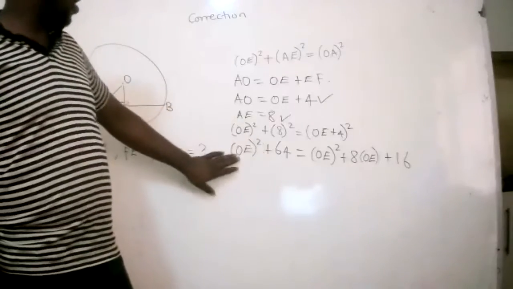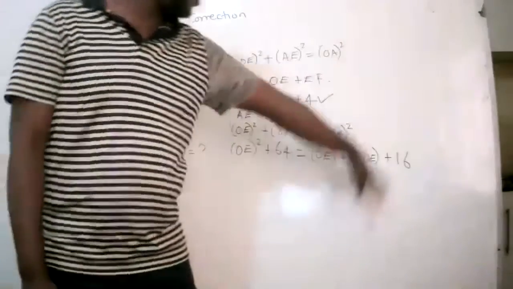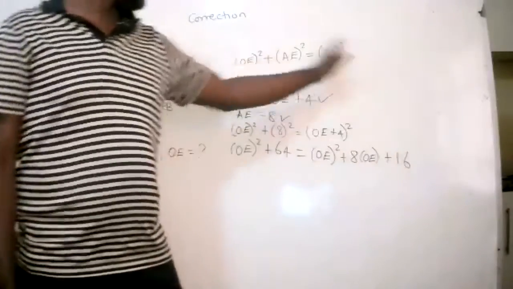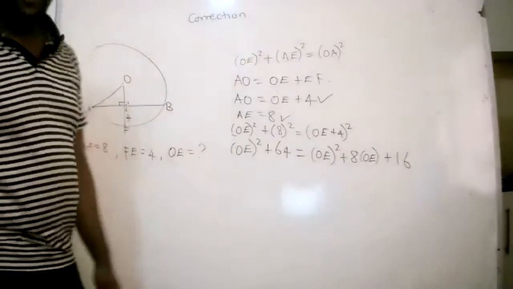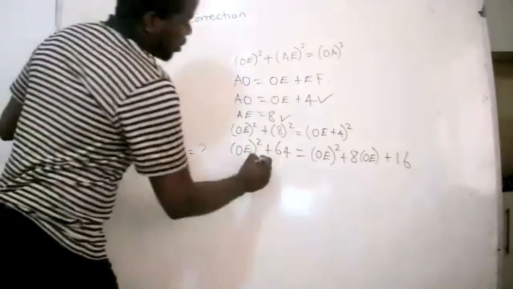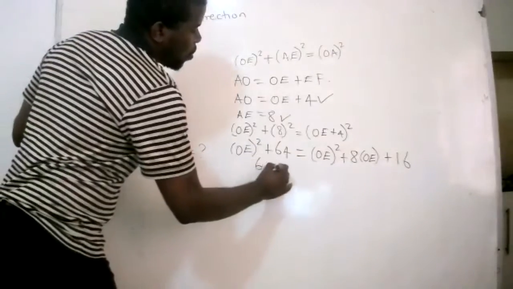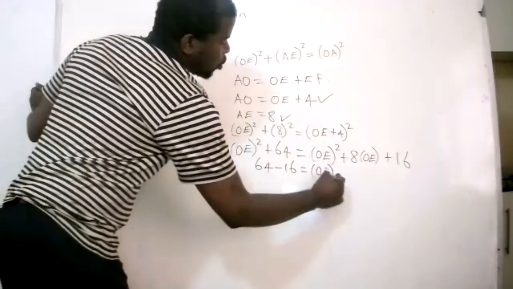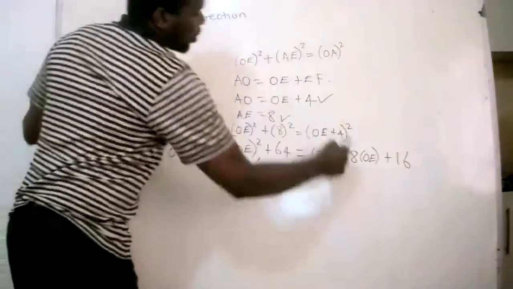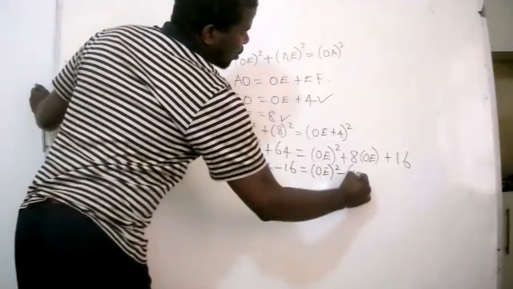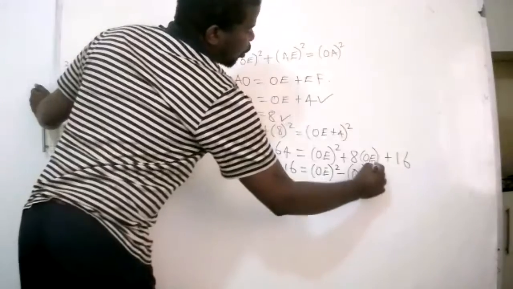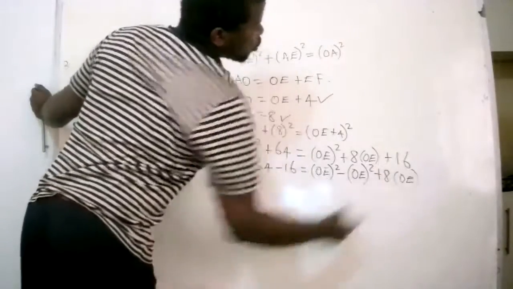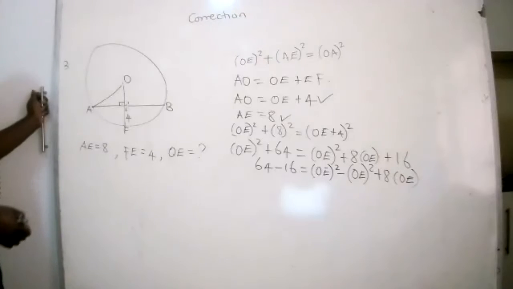Everything that has OE, we take it to the other side. And those without OE, we take to the left-hand side. Let's do that and see what we obtain. So we're going to have 64 minus 16 equal to OE squared. And then this one, we take to the left-hand side, we have minus OE squared, and then plus 8 OE. So that is what we're going to have there.